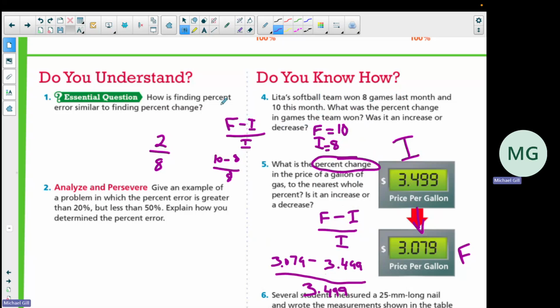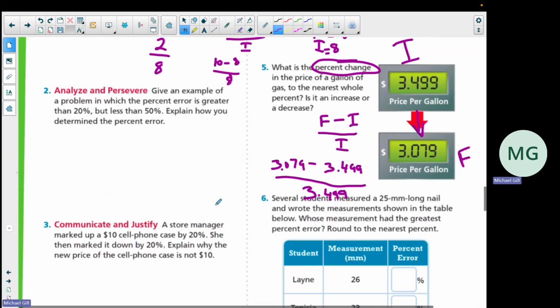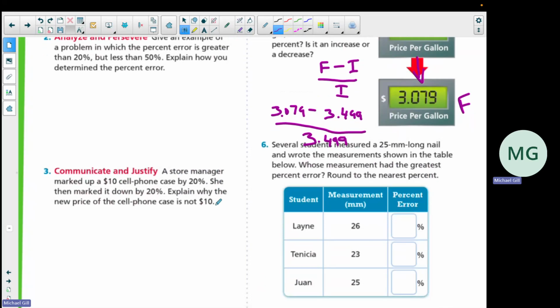So now let's find a percent error problem, which I think is number 6. So they did these in class. This is actually a good one because it shows multiple numbers, and so it tells me this is how I know which formula to use. Percent error right there.